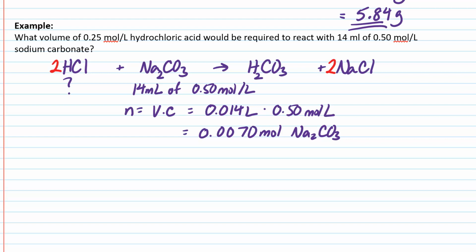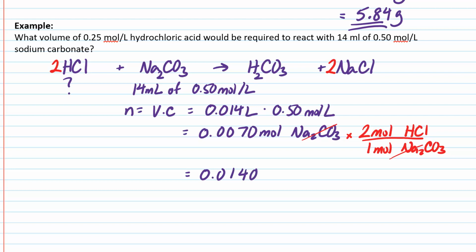So figure out how many moles of hydrochloric acid you have. We'll use molar ratios. So there are 2 moles of hydrochloric acid for every 1 mole of sodium carbonate. So that shows that you have 0.0140 moles of the hydrochloric acid. So that is the chemical amount, the number of moles of hydrochloric acid that we want, but we want to determine the volume that we need.